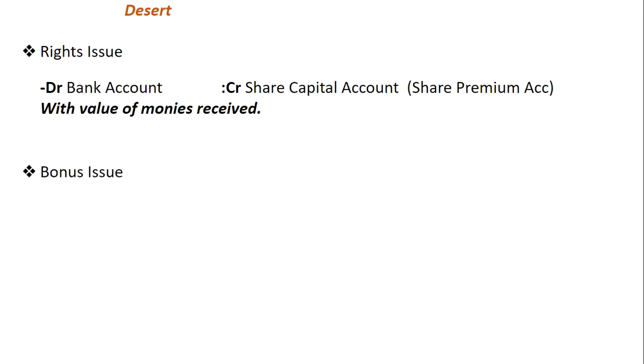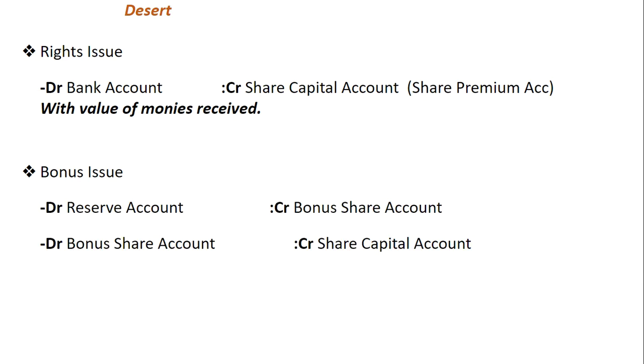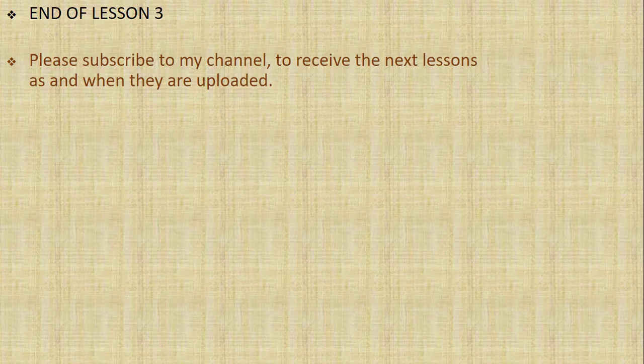Now on the bonus issue, a bonus issue, this is a process where a company issues shares to the existing shareholders on a pro rata basis. However, the shareholders will not need to pay anything for the shares. So accounting for bonus issue, you simply need to debit the reserve account that the company has taken money from to provide for the bonus issue and credit the bonus share account. You need to debit the bonus share account and credit the share capital account. So basically, this is where our lessons end on accounting for issue of shares.